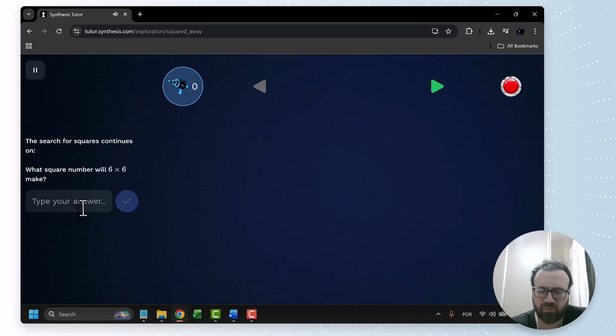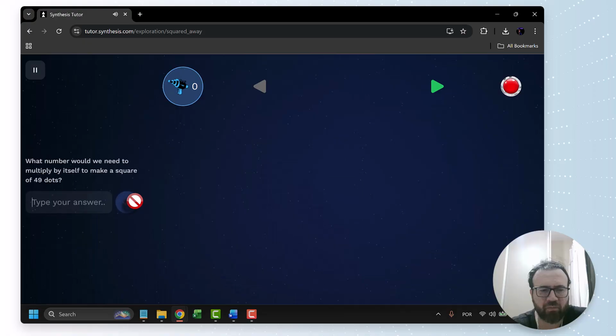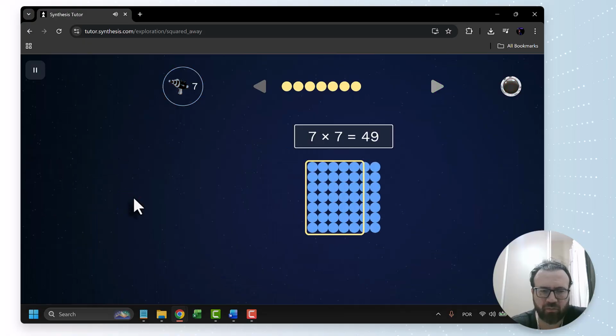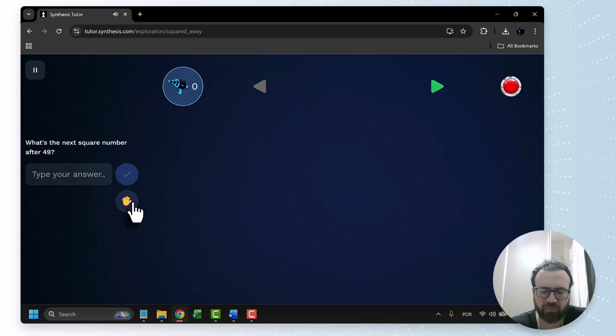The search for squares continues on. On the money. Multiplying 6 by itself makes 36. Another square number. You're already halfway to finding 12 square numbers. 6 squares found. 6 squares left to go. Let's keep it moving. What number would we need to multiply by itself? Spot on. 49 dots makes a pretty big square, but let's make a bigger one. What's the next square number after 49?